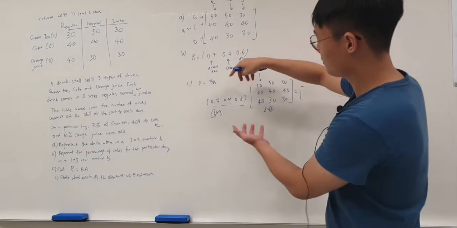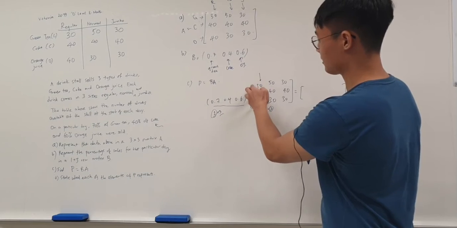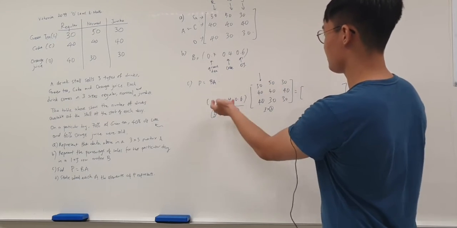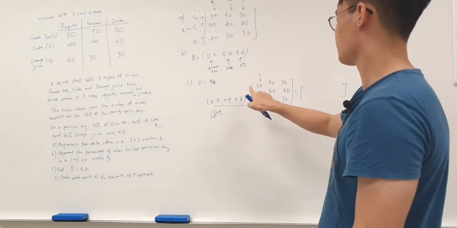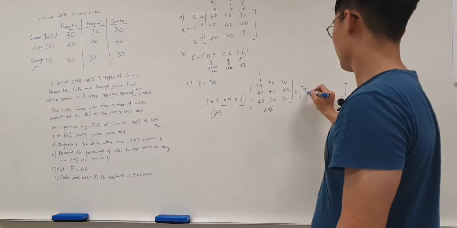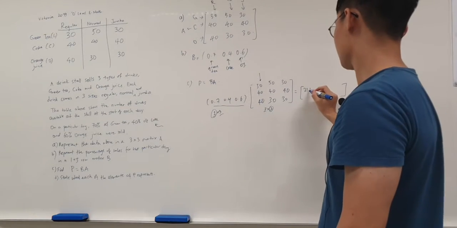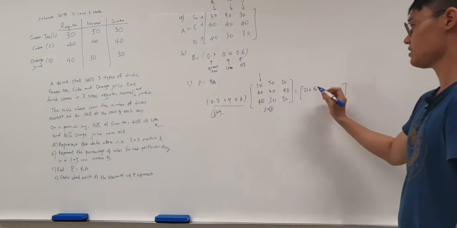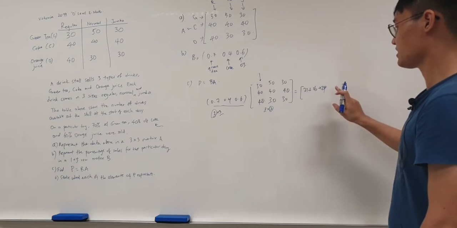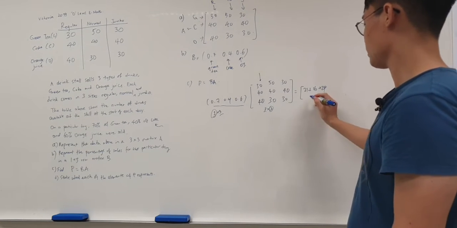So matrix multiplication works as such. You take these numbers and multiply by the column, take these numbers, multiply here, take this column, multiply here. So let's multiply. 0.7 times 30 is 21. 0.4 times 40 is 16. 0.6 times 40 is 24. So the first number will be 21 plus 16 plus 24. Okay?